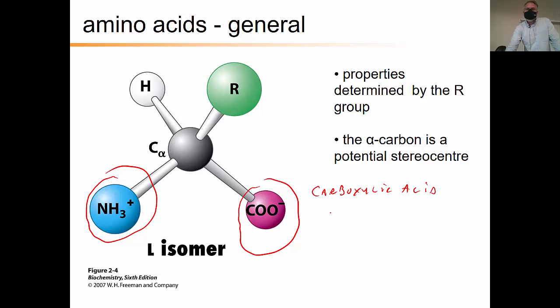At physiological pH, it will deprotonate to a carboxyl group, and so this carries a positive and a negative charge. Depending on what the R group is, that determines which of the 20 amino acids we're talking about. And if that R group is anything other than a hydrogen, which would represent the amino acid glycine, then there's going to be stereochemistry around that alpha carbon.